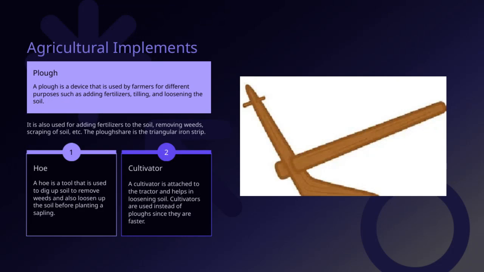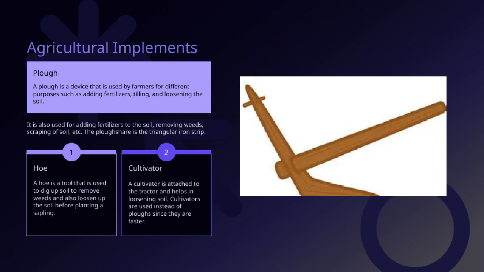Now, let's talk about some important agricultural implements that help farmers work more efficiently. First, we have the cultivator. It is attached to the tractor and plays a crucial role in loosening the soil. Cultivators are actually used instead of traditional plows because they are faster, making the farming process more efficient.